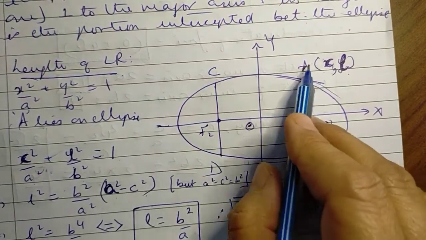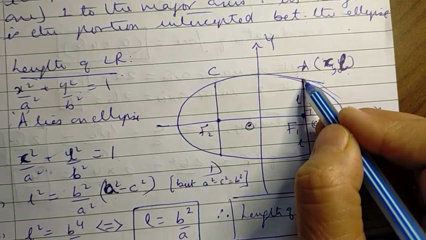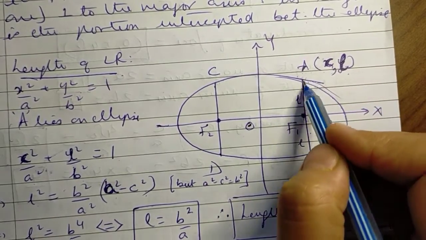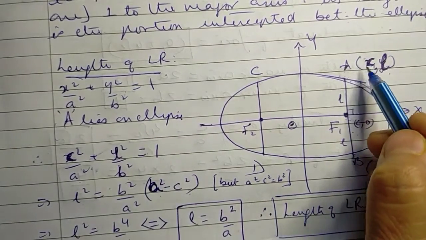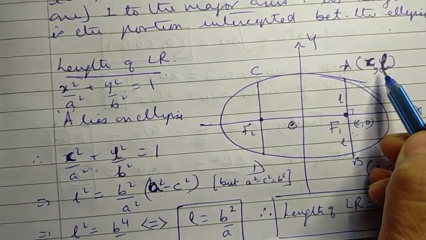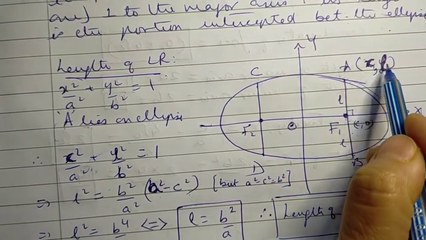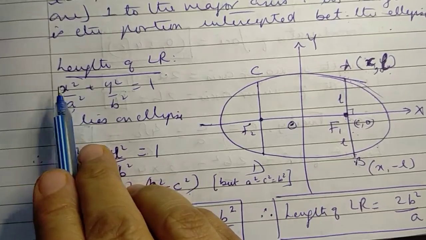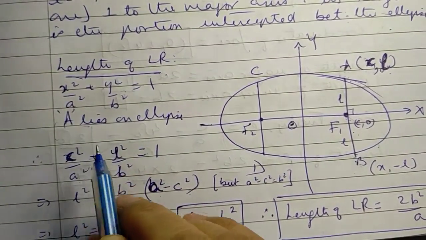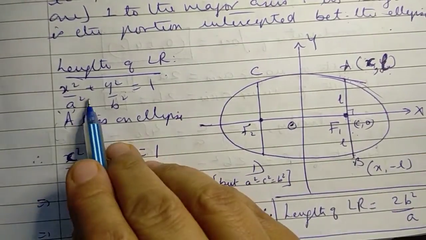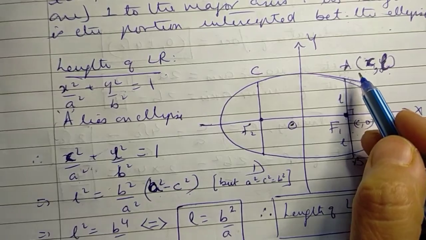Now, for A to be the endpoint of the latus rectum, it lies on the ellipse and so should satisfy the equation of the ellipse. So let us substitute the coordinates of A in this equation. Clearly, we have to substitute c and l in place of x and y and not in place of AB. This you have to keep in mind because x, y is a point lying on the ellipse and A also is a point lying on the ellipse.